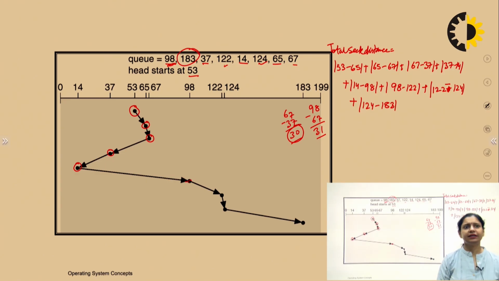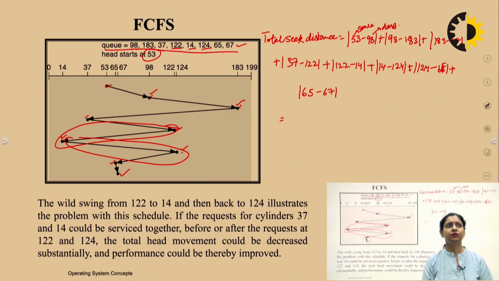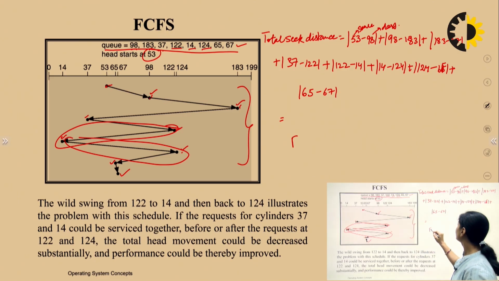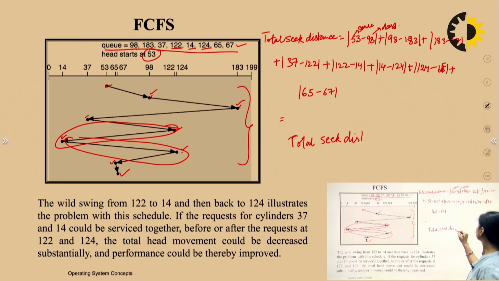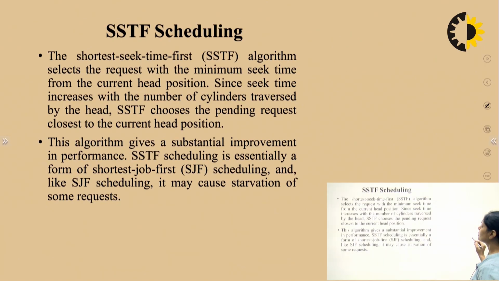Absolute value is again taken because we believe that the distance is always positive in nature. So we'll calculate all of this and find out the total seek distance. When we do, we'll see that the total seek distance of FCFS is greater than the total seek distance of SSTF.